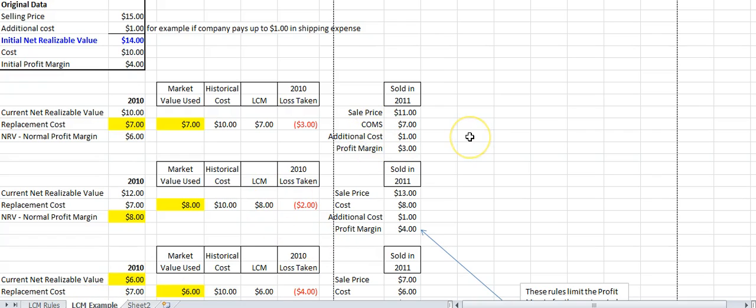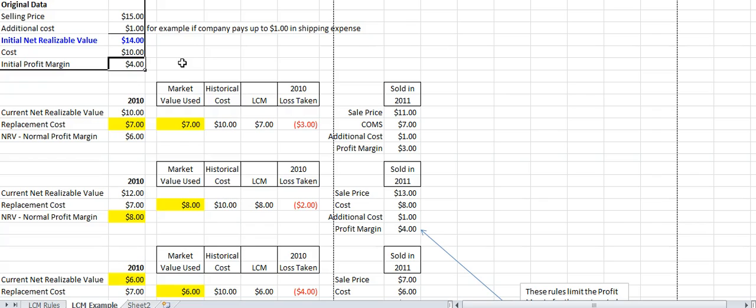Sometimes these things are a lot easier to understand when we look at it through data. So our original selling price for our inventory was $15. Our additional cost to sell was $1. Here let's say this is shipping expense. So our initial net realizable value is $14 per unit, right? And our cost was $10. That's the amount that we paid for each unit of inventory. Therefore, our profit margin tends to be $4 per unit. That's our normal profit margin.